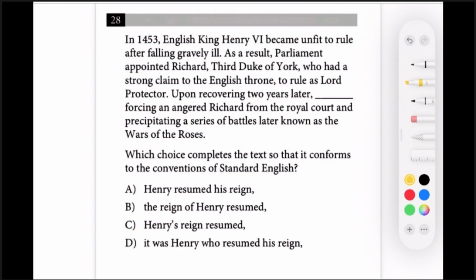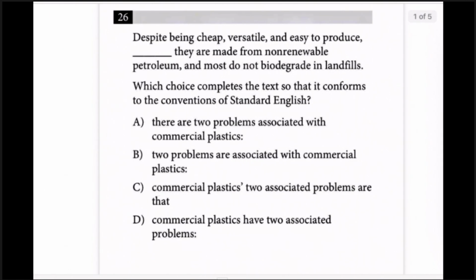We don't have to read the entire passage. We're just going to focus on the descriptive phrase before the comma. Upon recovering 2 years later, we know that it's talking about a person, and the only one that starts with a person is Henry. It can't be the rain, it can't be Henry's rain, and it can't be it.